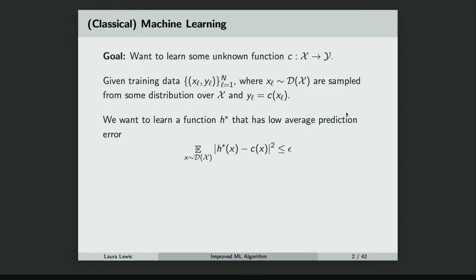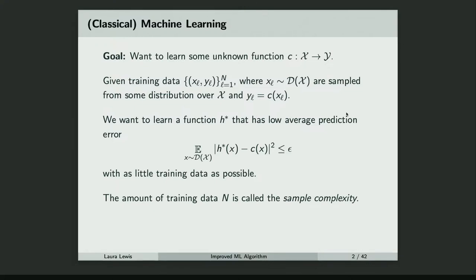The metric by which we evaluate how well we've learned this unknown function C is the average prediction error. Here we have this expectation, and it's evaluated over new samples of x. So we sample some new x that's not part of the training data, and we sample it from the same distribution D that the training data was sampled from. Then we evaluate h star, our hypothesis function as it's usually called, on x and see how far away that was from what the actual target function C on x should have been. We want this average prediction error to be small. And the point is that we want to do this with as little training data as possible. So this capital N, which is the number of pairs that we get, should be very small. This N is called the sample complexity.